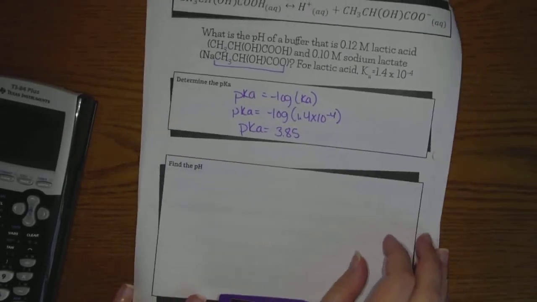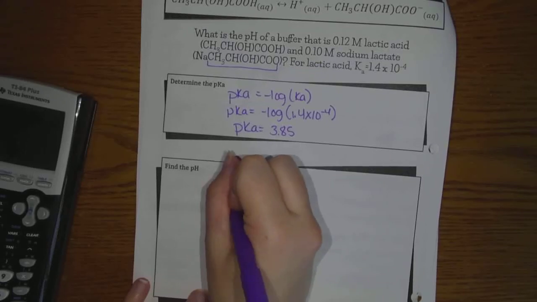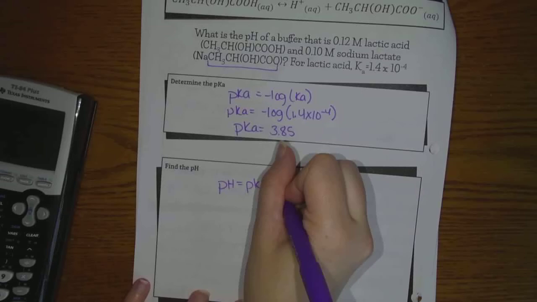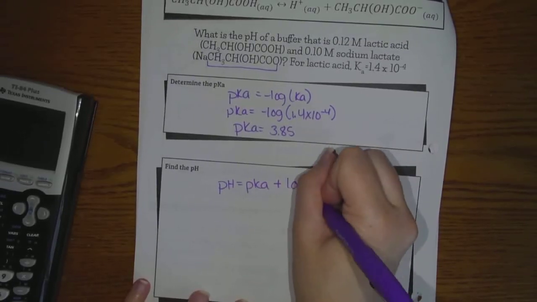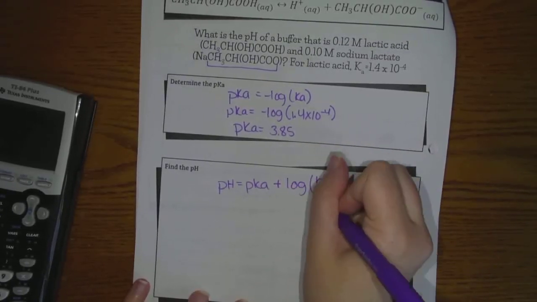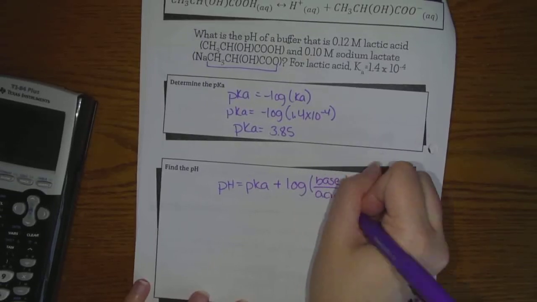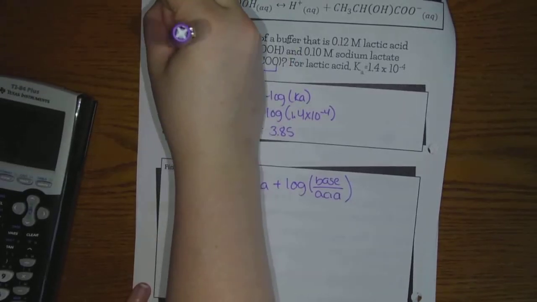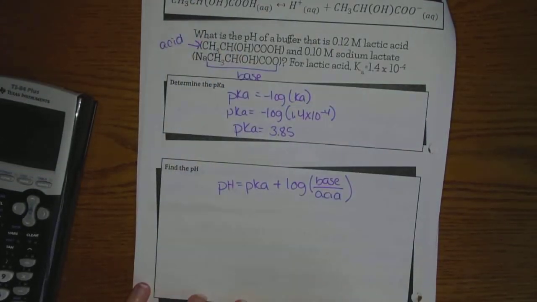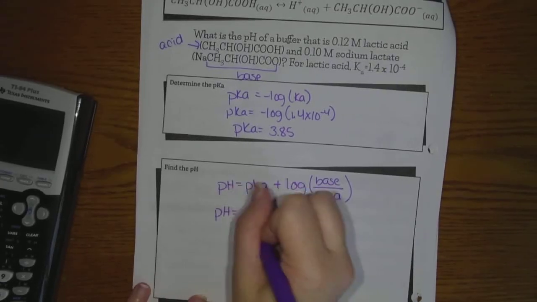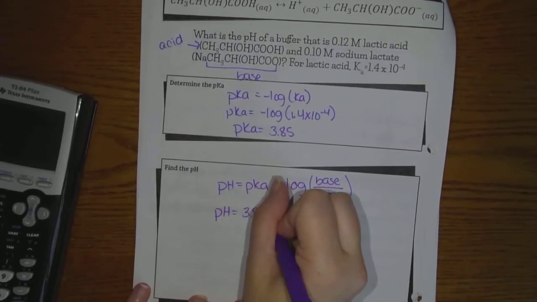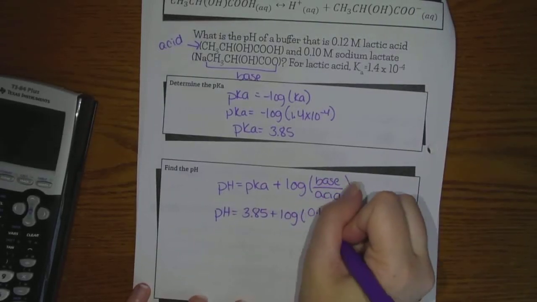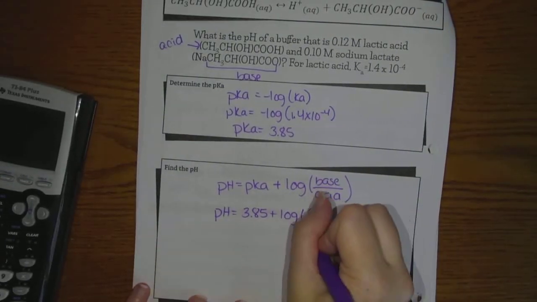Now the next one is to find the pH. So we're going to use our Henderson-Hasselbalch equation. So the pH is equal to the pKa plus the log of the concentration of the base over the acid. Okay, so this is our base here, and obviously this is going to be our acid. So we're going to have our pKa plus the log of our base, so 0.10, all over 0.12.